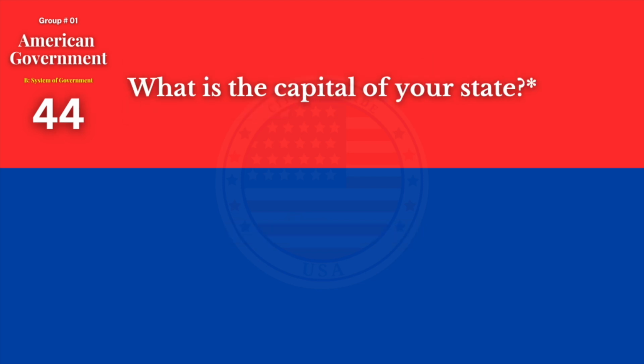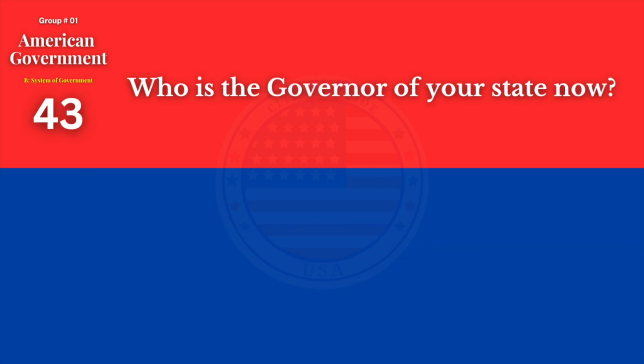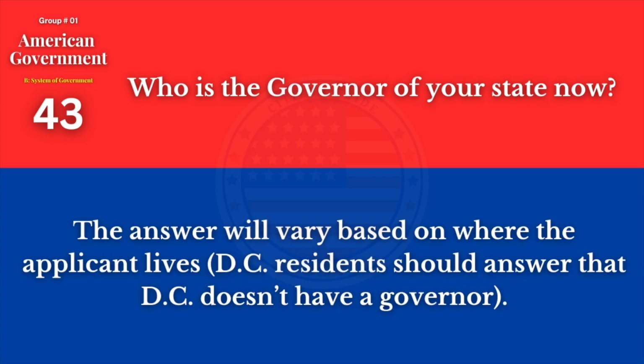What is the capital of your state? The answer will vary based on where the applicant lives. D.C. residents should answer that D.C. isn't a state and therefore doesn't have a capital. Residents of U.S. territories must name the capital of their territory. Who is the governor of your state now? The answer will vary based on where the applicant lives. D.C. residents should answer that D.C. doesn't have a governor.